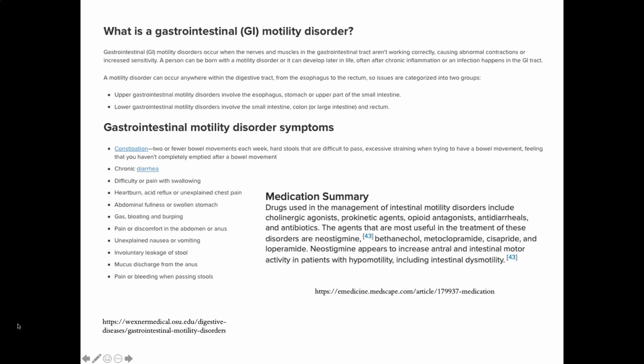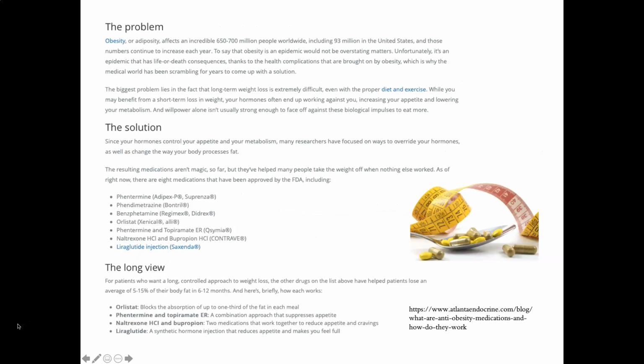Drugs that are used to manage this include cholinergic agonists, prokinetic agents, opioid antagonists, because remember, if it's a chronic diarrhea issue, opioids cause constipation, so they are often used for that, and we'll talk a little bit more about that. And then there's antidiarrheals and antibiotics. But the agents that are most useful in the treatment of these disorders are neostigmine, bethanechol, metoclopramide, and cisapride, and loperamide. So we'll talk a little bit more about those later.